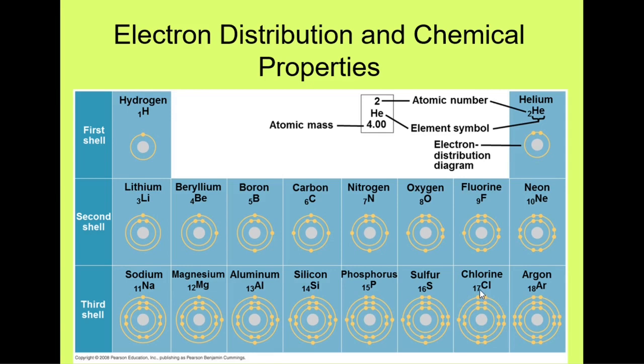So chlorine, atomic number of 17, 17 protons in the nucleus, 17 electrons moving around the nucleus, 2 in the first shell, 8 in the second shell, and then 7 in the third shell. So that means that chlorine needs to get hold of 1 more electron to complete its valence shell. So keep that in mind. It will become important in the next video where we start looking at chemical bonds.